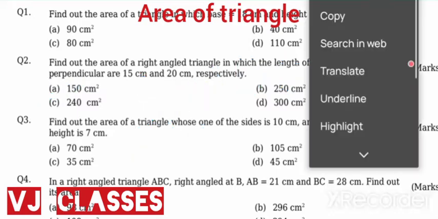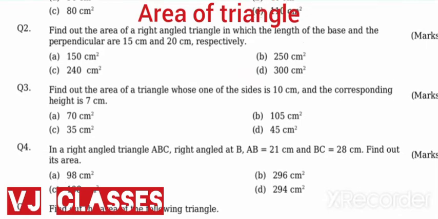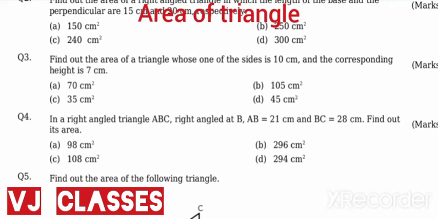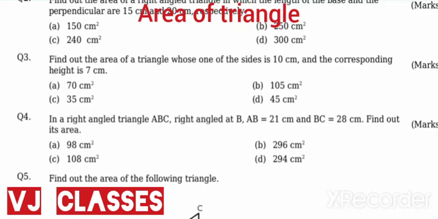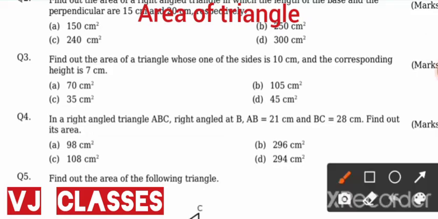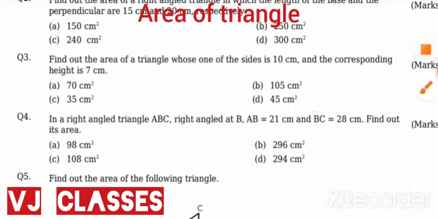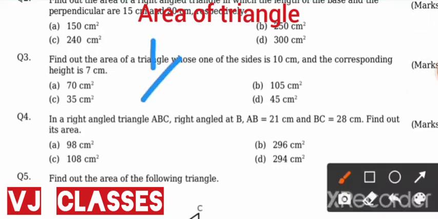Okay, now question number third is here, that is find out the area of a triangle whose one of the side is 10 centimeter and the corresponding height is given. The corresponding height is given, it means here base is given 10. Okay, find out the area of a triangle whose one of the side is 10 centimeter and corresponding height means this height. So directly you have to multiply or use the formula, and formula is half base into height.